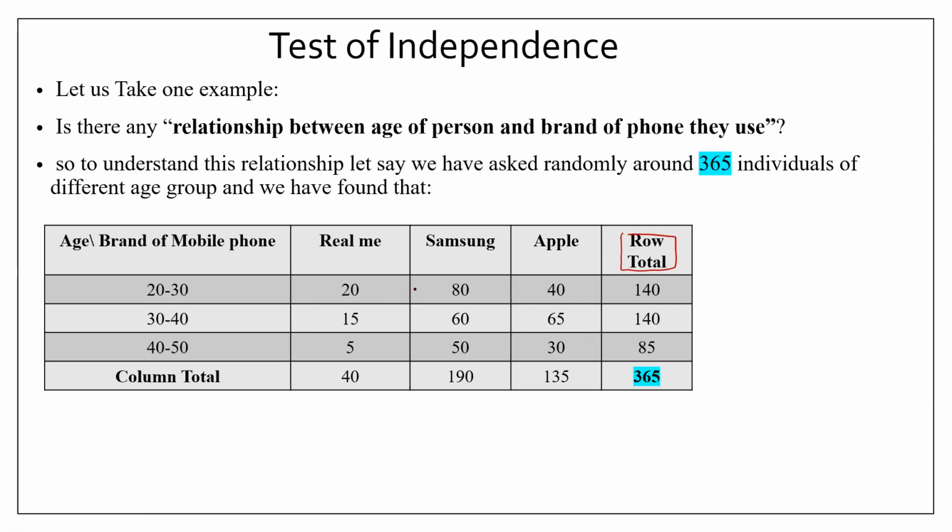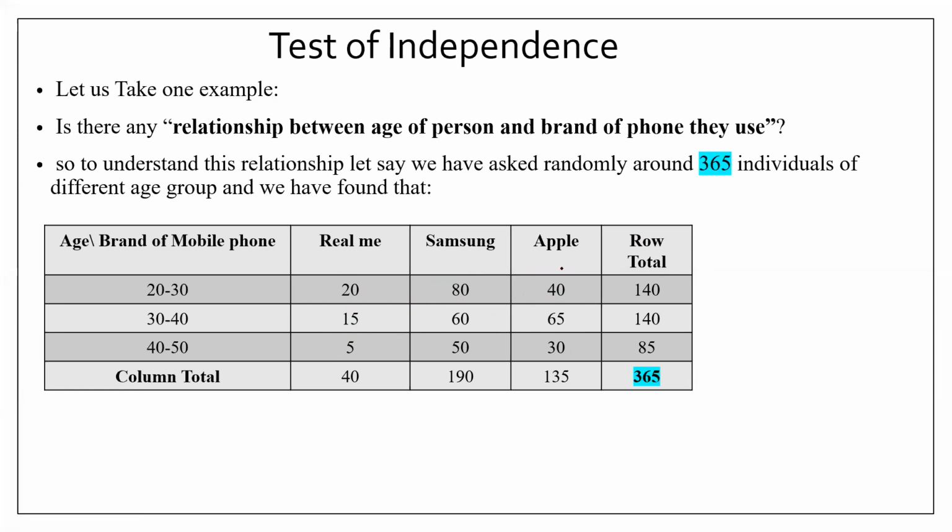Now in this case, the most important part is your row total, which will be the total of 20 plus 80 plus 40. So 80 plus 20 is 100, 100 plus 40 is 140. So you add all the rows, and you have to add all the columns as well. First you add column wise, and also you have to add row wise. So this much data you have to collect.